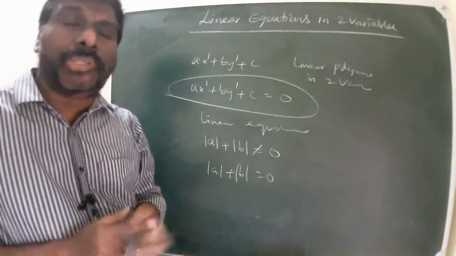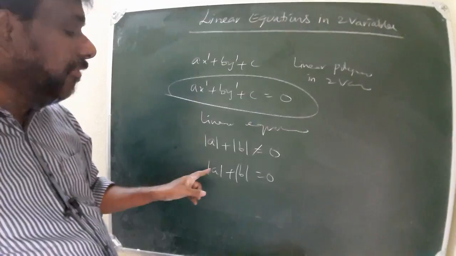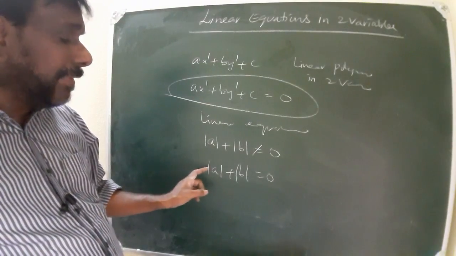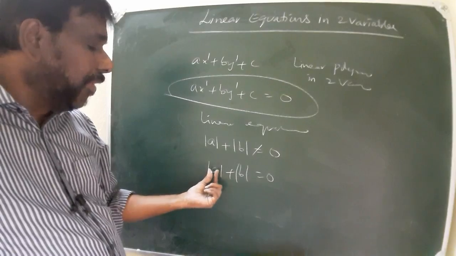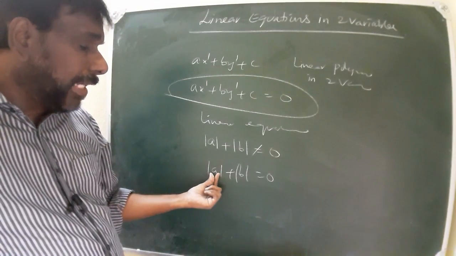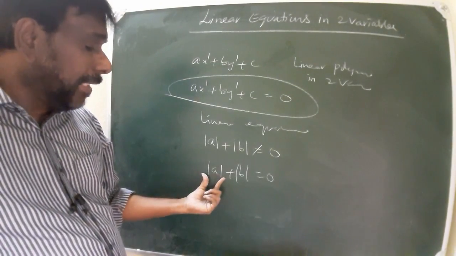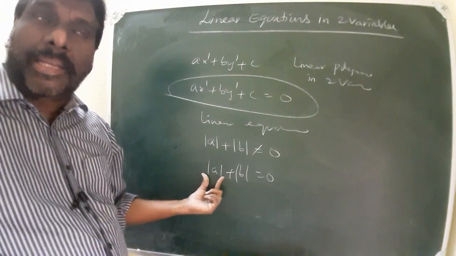Modulus a means absolute value. Absolute means if you take negative or positive of a, this modulus makes it positive only. So it is always positive. Whatever positive or negative value you take in the place of a, whenever the modulus is there, it gives only positive.